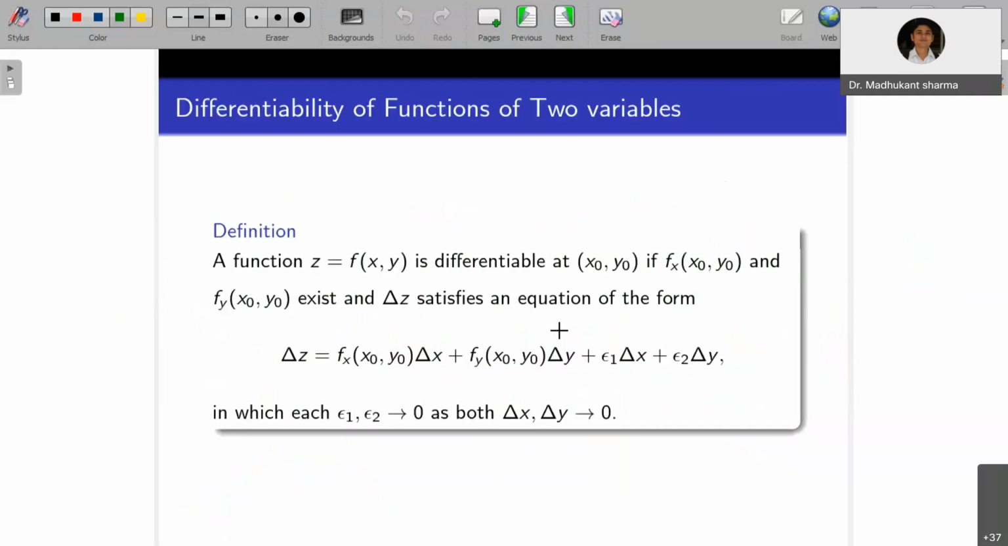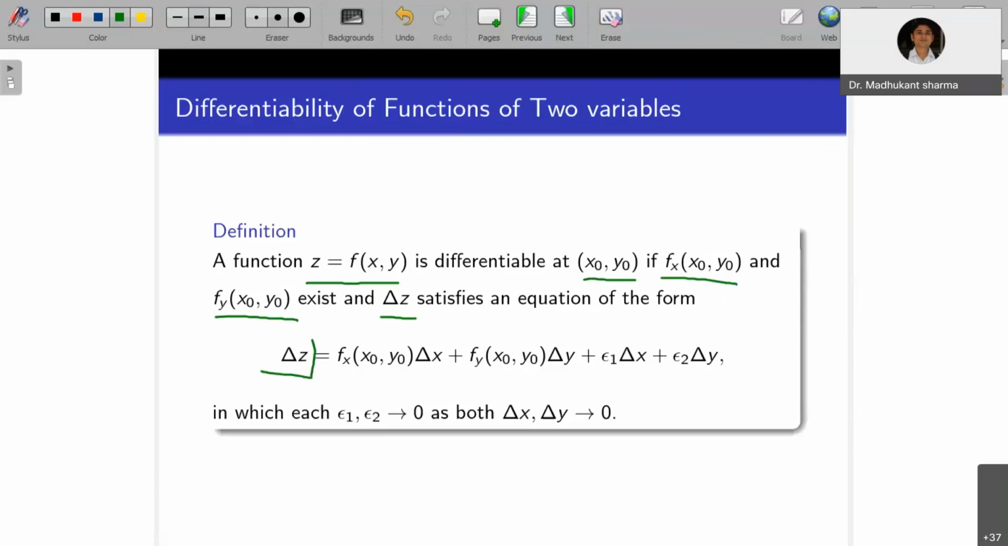Okay. So a function z = f(x, y) is differentiable at (x0, y0). Always we talk about differentiability at a point. It is differentiable if the partial derivative with respect to x at (x0, y0) and the partial derivative with respect to y at (x0, y0) exist. That is a minimum necessary requirement. And delta z satisfies an equation of this form.